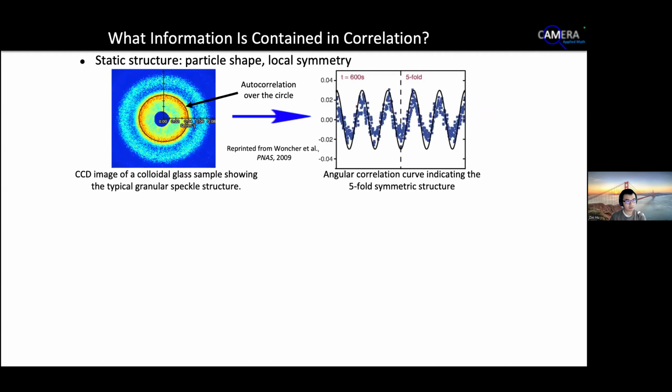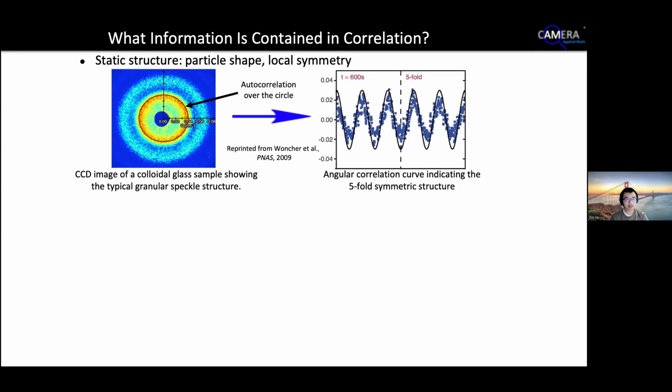When we're interested in the static structure of a particle, we can perform spatial correlation, which means we correlate data collected from different spatial points. By looking into this type of correlation, we can get information about the structure. We can tell, for example, if the particle is somehow symmetric.